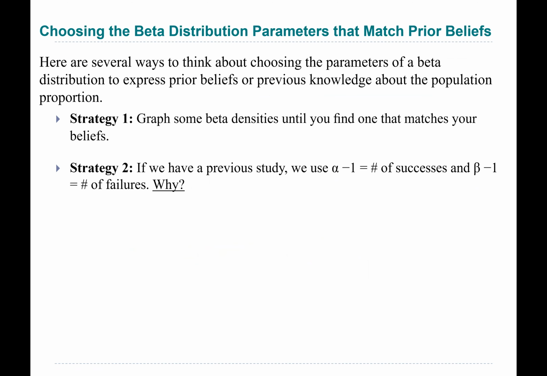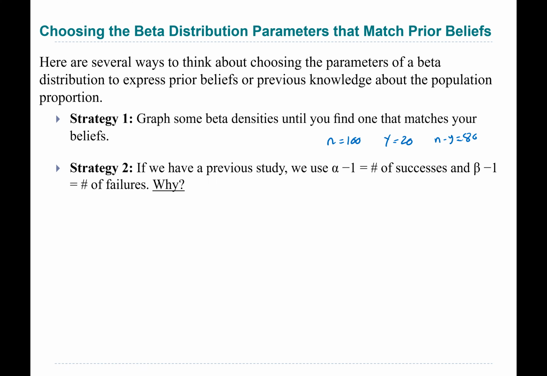Or if you have a previous study, use alpha minus 1 equal to the number of successes and beta minus 1 equal to the number of failures. Why? Because when we looked at the kernel of the likelihood, we found that the number of successes is alpha minus 1 and the number of failures is beta minus 1. This is why they came up with this formula. Say there is a previous study that selected a sample of 100, and found the number of successes is 20 and the number of failures is 80.